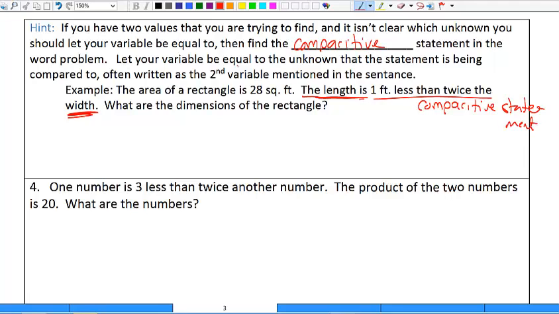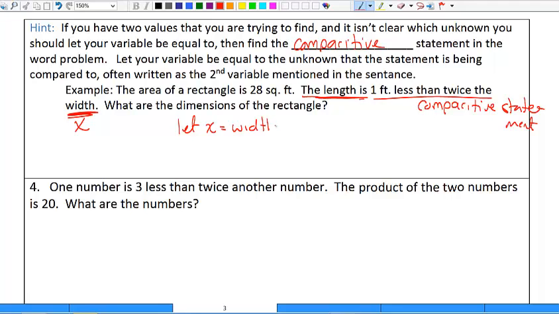So it says let your variable be equal to the unknown in the statement that's being compared to. The length is blah blah blah to the width. Okay, the length is 1 foot less than twice the width. It doesn't really matter what all that junk is. If I'm just trying to figure out what the variable is, I am going to let x be equal to the width. It's the one mentioned second in the sentence, and it's the one that length is being compared to. So I'm going to let x equal my width.